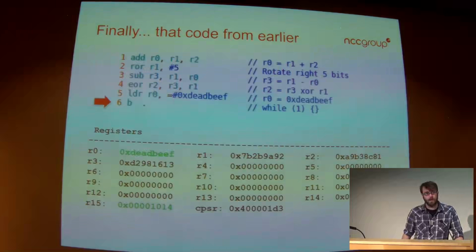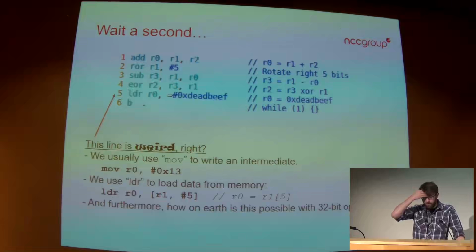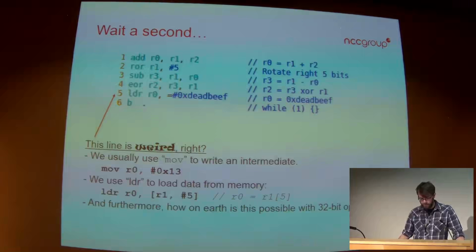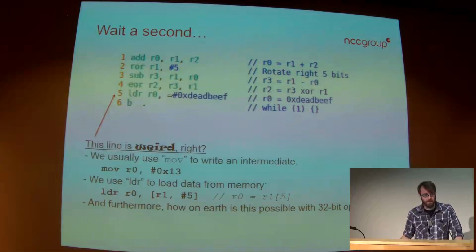Okay, so this is actually kind of weird. We're starting with a simple example, and wait, it's already getting weird. So usually you'd use a move instruction, like move R0 to hex 13, but instead we use LDR, load data from memory. And furthermore, deadbeef is 32 bits, and I said that the instructions are 32-bit instructions, so how is that even possible?